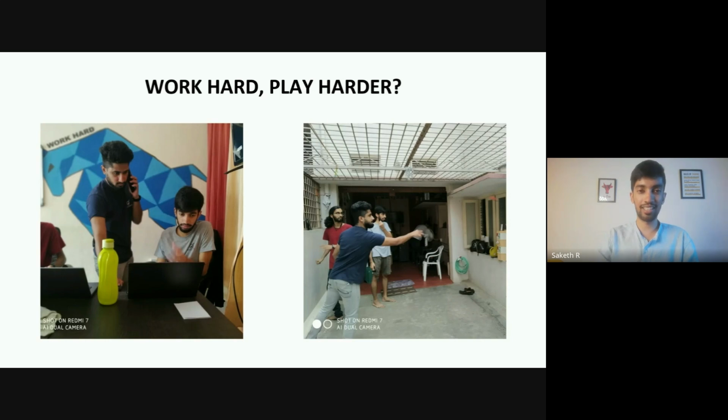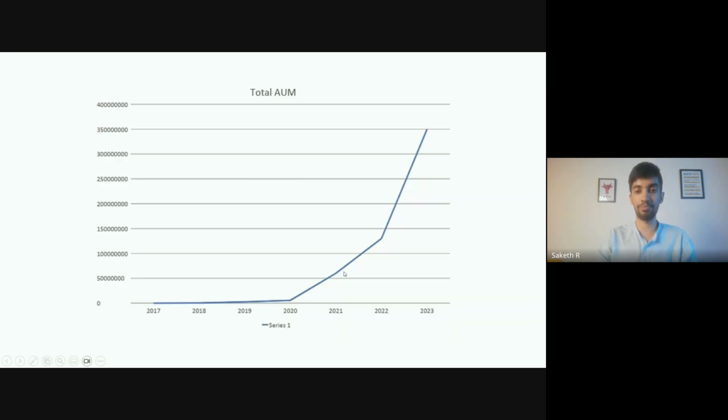So this is how we used to work and play, and then finally this is one of our growth in AUM, right? Currently it is somewhere around 50 to 60 crore. So this is more or less how the journey began. Since I told you this is the old PPT, I haven't updated the latest one. So it has been mostly an onward and upward journey from there.